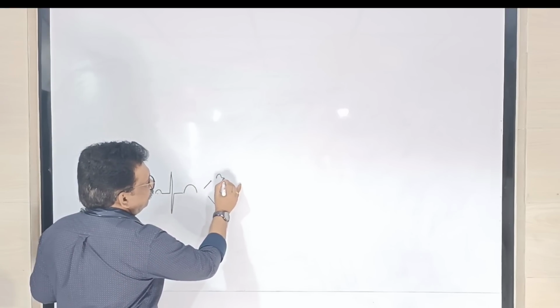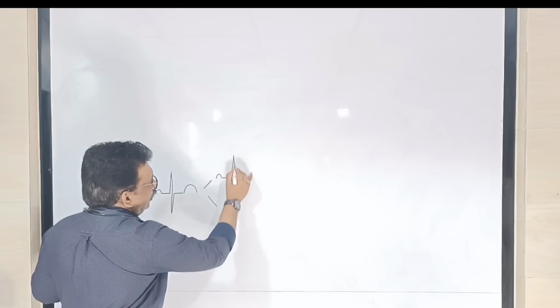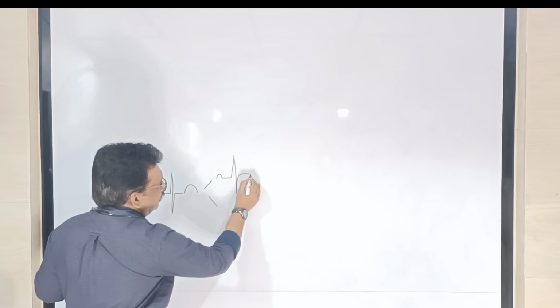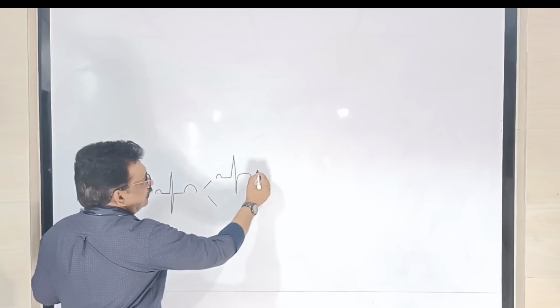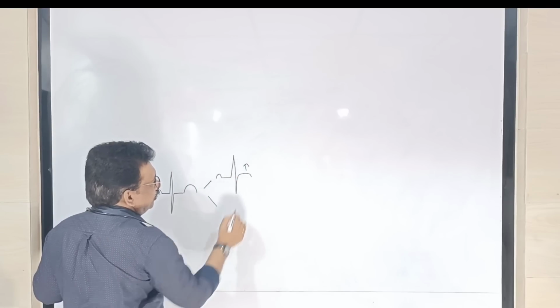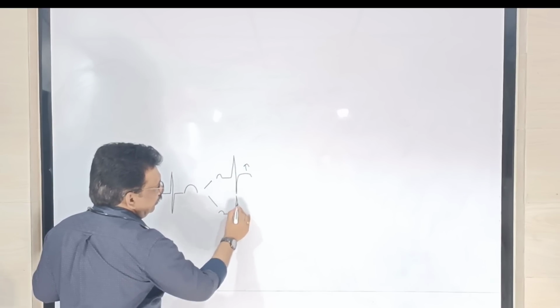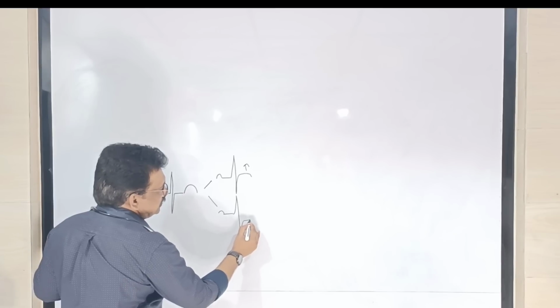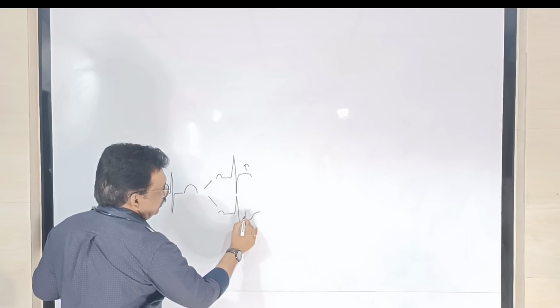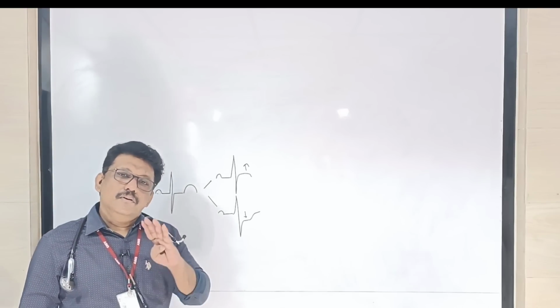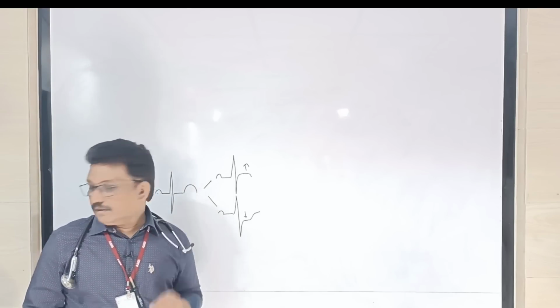P wave, PR segment, QRS complex, ST segment is elevated here. So that is abnormal. P wave, PR segment, QRS complex, ST is depressed here. So both are abnormal, whether it is ST elevation or ST depression, both are abnormal.